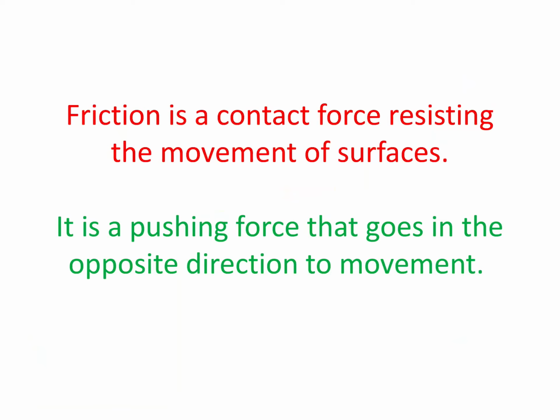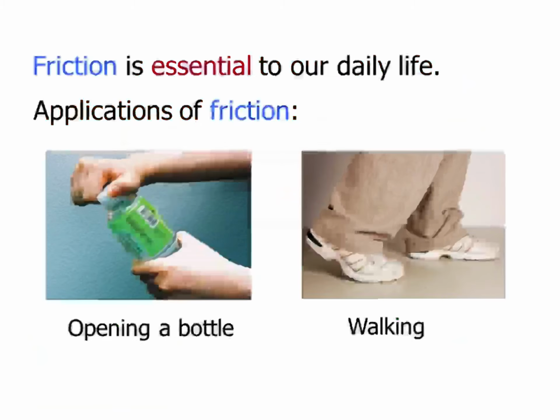So friction is a contact force. So that means two objects have got to be physically connecting in order for friction to occur. And it resists the movement of surfaces. So friction is a pushing force that goes in the opposite direction to movement. So when an object is moving in one way, friction is pushing in the opposite direction.